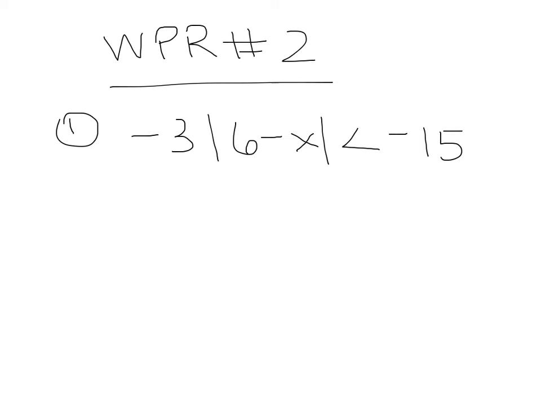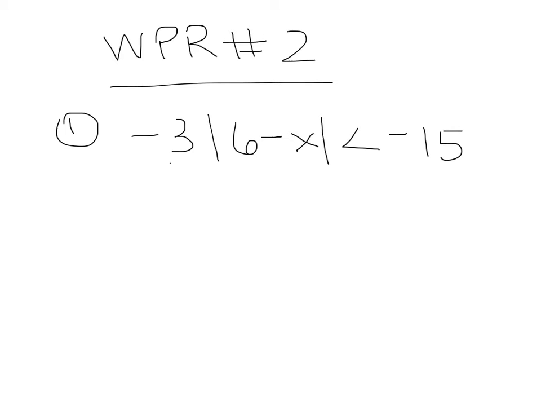WPR number 2. Again, we have an absolute value inequality here, and I'd like to separate this into two inequalities as we've been doing with the other absolute value inequalities. The problem today with this example is that we have something in front of or in addition to the absolute value on the left-hand side of this inequality, and it can't be there. We can't split this into two inequalities until we only have the absolute value and what's inside of the absolute value on the left-hand side.